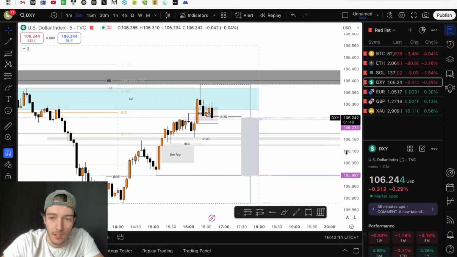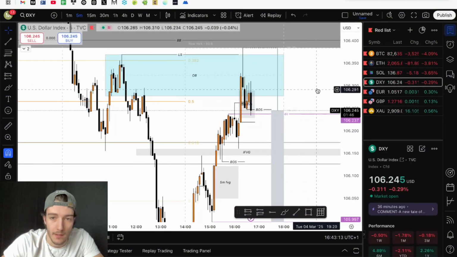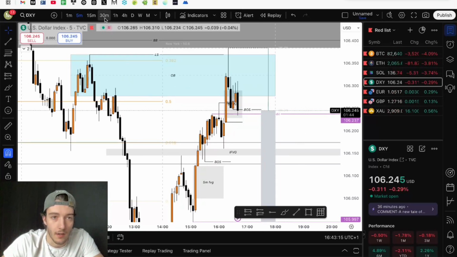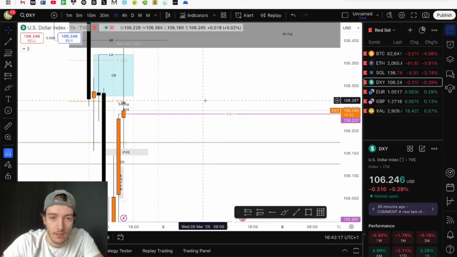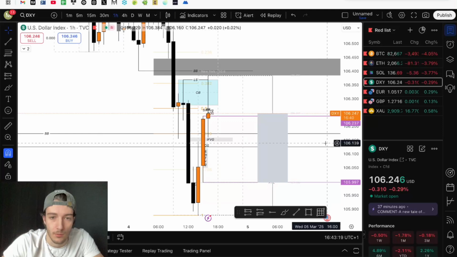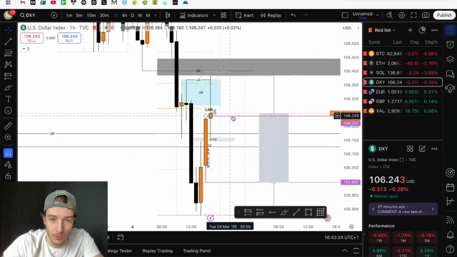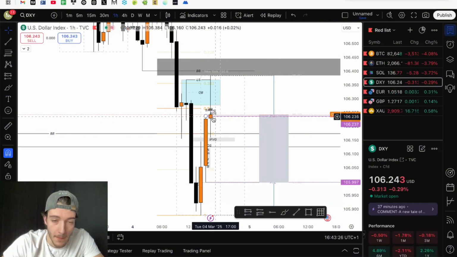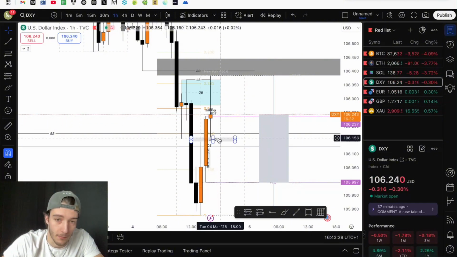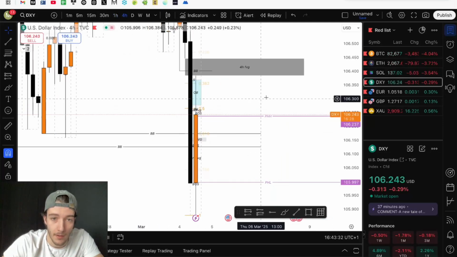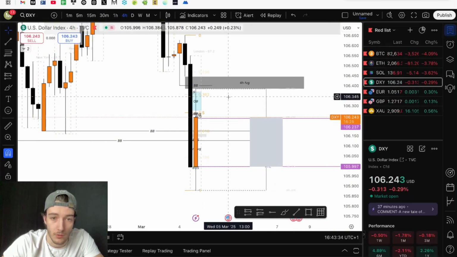The dollar, same thing. Looks like we want to respect this order block here. We still have 16 minutes to close this 1 hour candle. I do not necessarily think that if we close this candle like this, that we're gonna just step into this inverse fair gap and come back up here to this 4 hour fair gap. We are way too far from it.